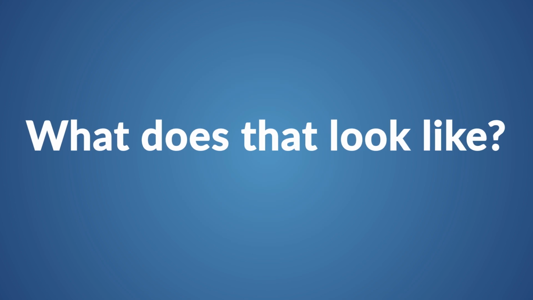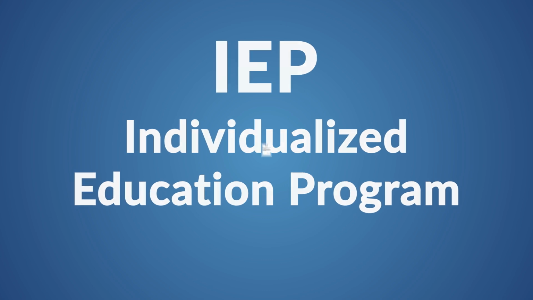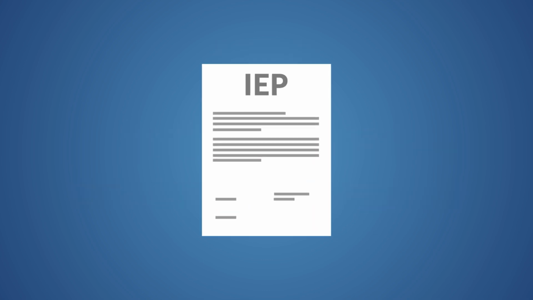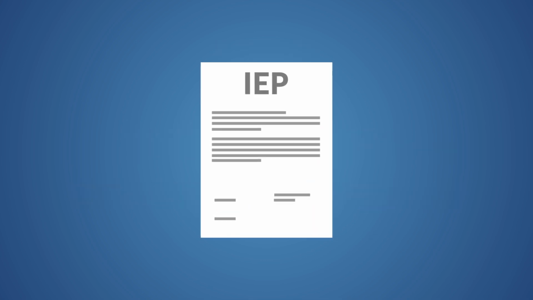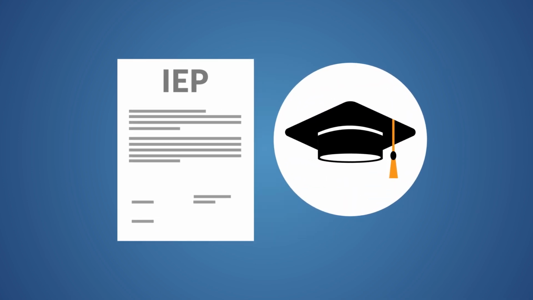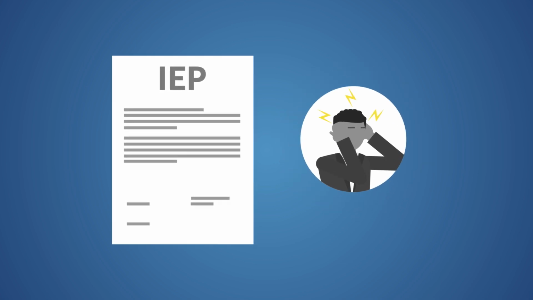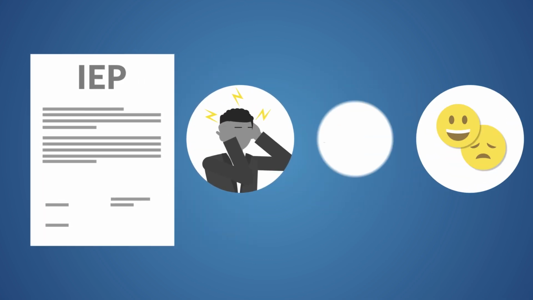What does that look like? Well, an IEP, or Individualized Education Program, is exactly what it sounds like. It's designed to meet the unique needs of each student. IEPs can include academic goals for the student, as well as goals that address other disability-related needs that impact the student at school, like behavior, social-emotional needs, or communication.